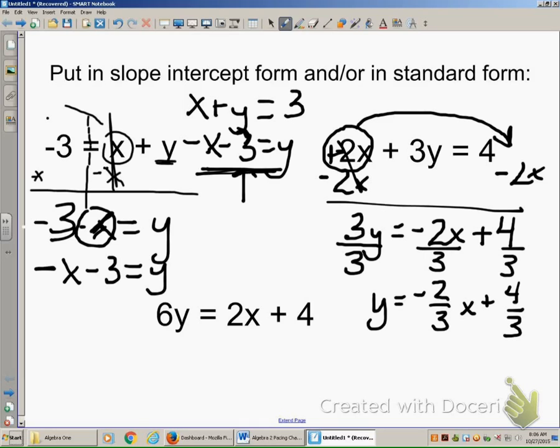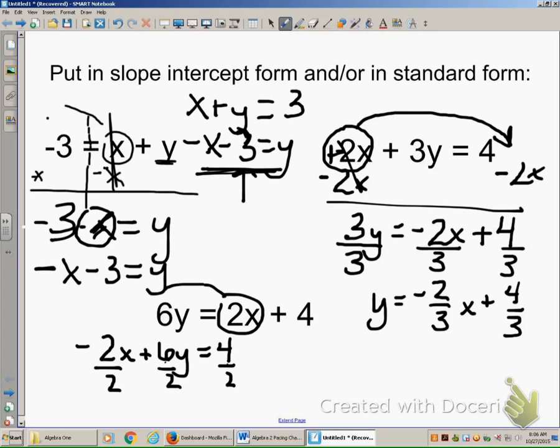I could very easily get it in standard form if I just move this 2x over to the other side. So I know I want to subtract. So negative 2x plus 6y equals 4. Now look at what all of these terms are divisible by. I've got a 2, I've got a 6, I've got a 4. Every last one of these is divisible by 2, or we would say the greatest common factor of each of these terms would be 2. So I'm just going to simplify it and divide everything by 2.